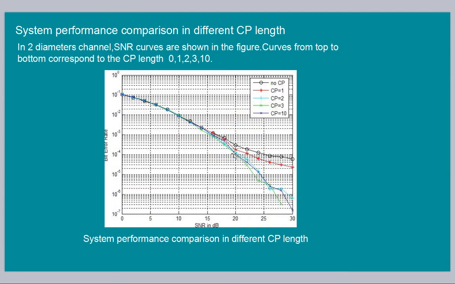And this is the result of using different CP lengths. In the 2 diameters channel, SNR curves are shown in the figure. Curves from the top to the bottom correspond to the CP lengths 0, 1, 2, 3, and 10.